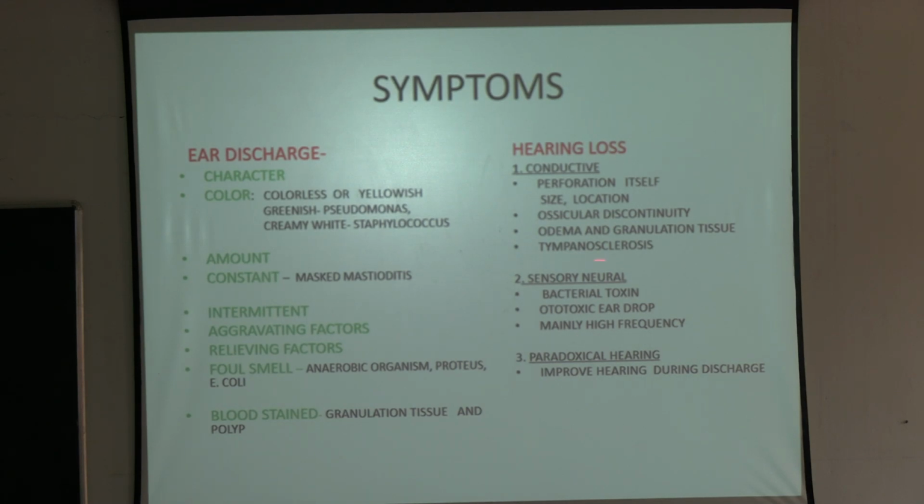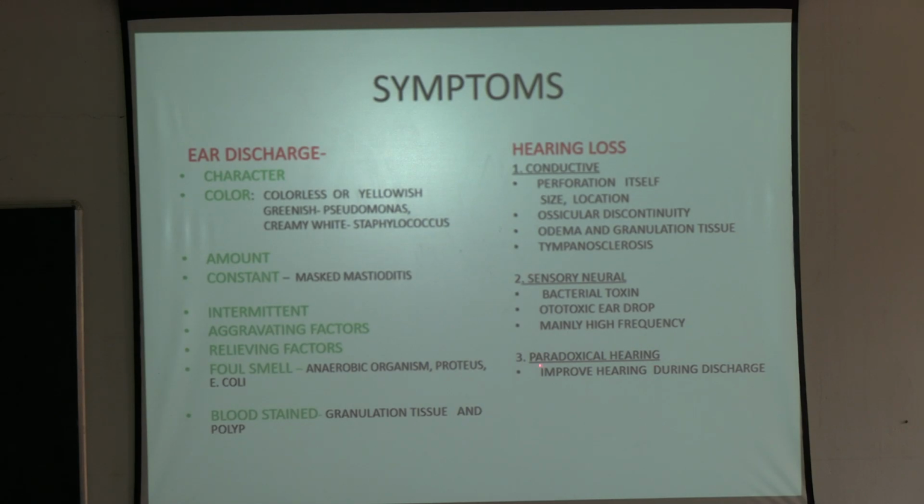This can cause also sensorineural loss. How sensorineural loss happens in case of COM? This is due to bacterial toxin, toxic labyrinthitis, ototoxic eardrops. Due to ototoxic eardrops, the drop passes through the perforation and through the round window and goes to the labyrinth, causing neural deafness. Mainly high frequency hearing loss is there due to close to the basal turn of the cochlea, because basal turn of the cochlea is responsible for high frequency hearing.